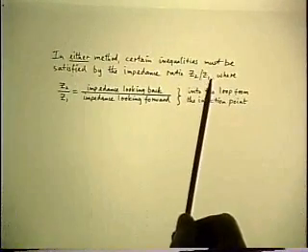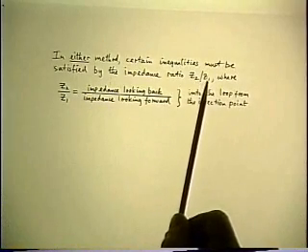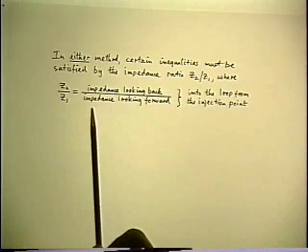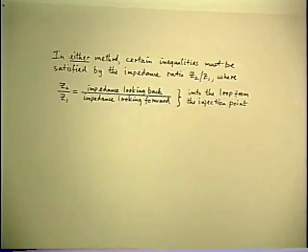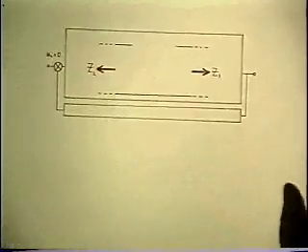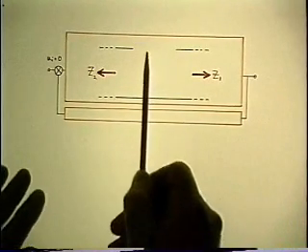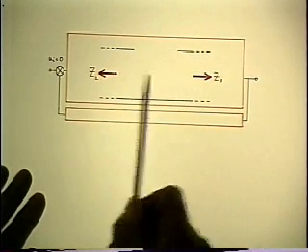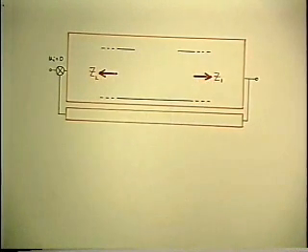In either method, certain inequalities have to be satisfied by the impedance ratio Z2 over Z1, where Z2 is the impedance looking back into the loop, Z1 is the impedance looking forward into the loop from the injection point. And here are the various inequalities. Now, for any injection point that you're considering, the only thing that matters is this impedance ratio. So once again, that's the only thing I'm bothering to write in the diagram. The only thing that matters.